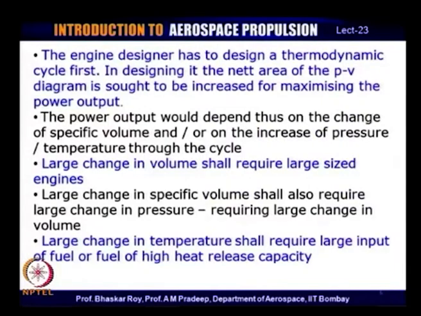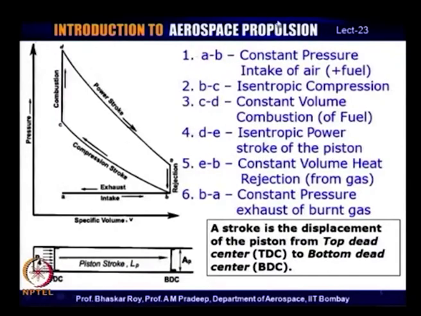The net area of the PV diagram in this thermodynamic cycle diagram is sought to be increased for maximizing the power output. Now, what we can see here, this was the power stroke and this is the input stroke. So, this is the so called output stroke, this is the so called input stroke. Typically, it is understood that the area subtended under this is essentially the output work.